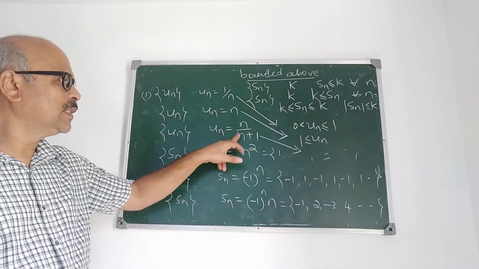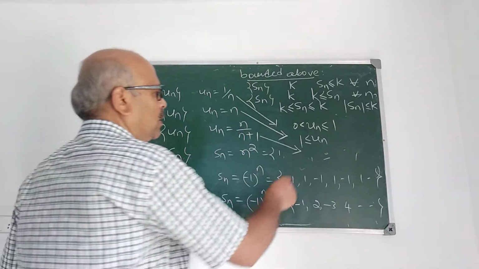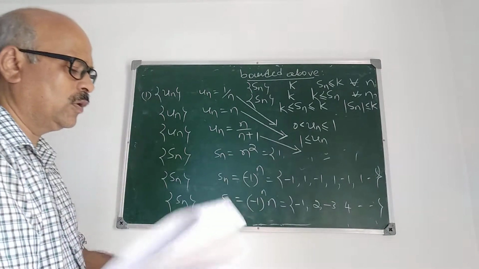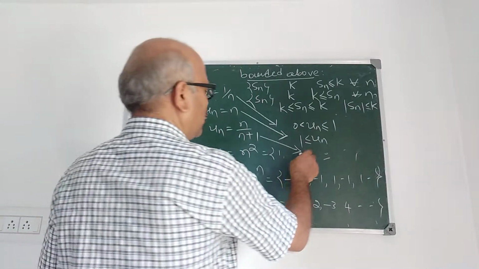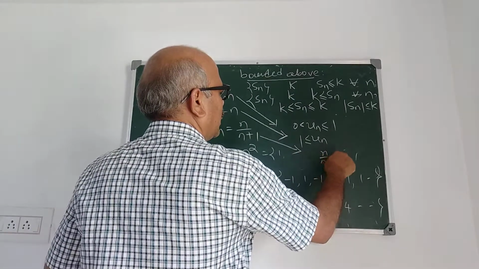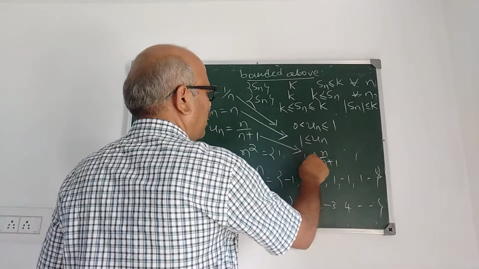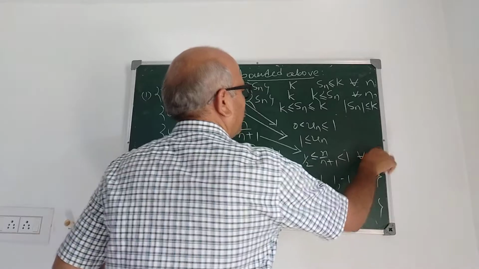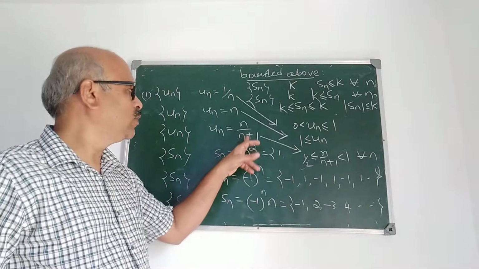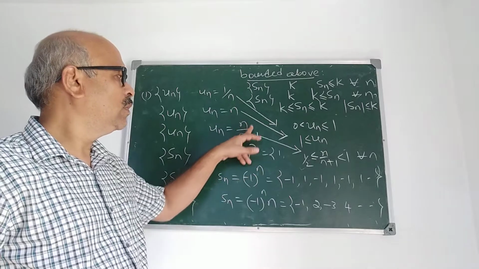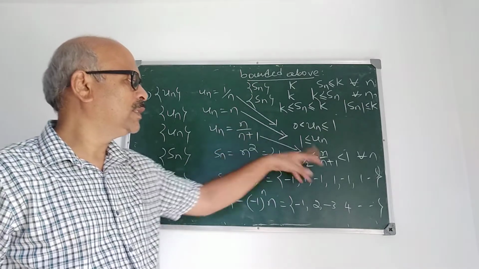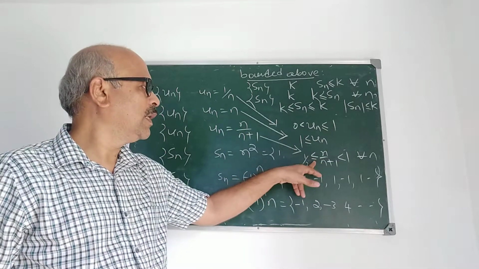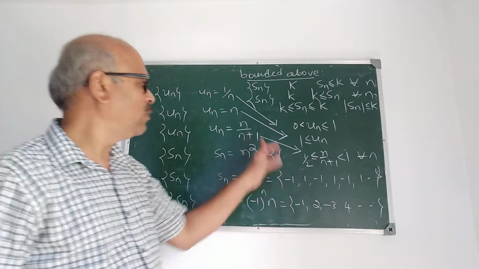And here this sequence is bounded, because n by n plus 1 is greater than or equal to half and less than 1 for all n. Verify this. Take n is 1, what do you get? 1 by 2. n is 2, 2 by 3, 3 by 4, and so on. So this is less than 1 and greater than or equal to half. So it is bounded.